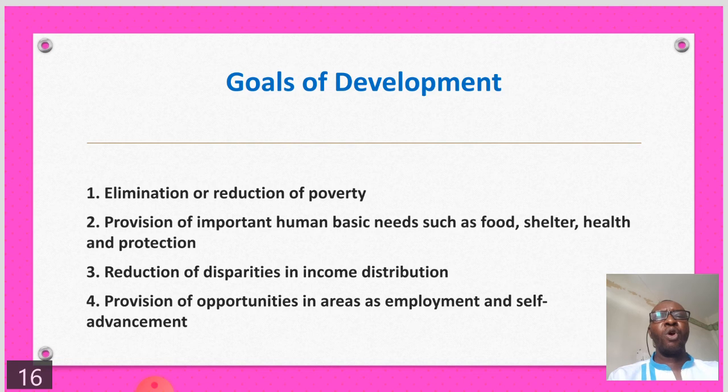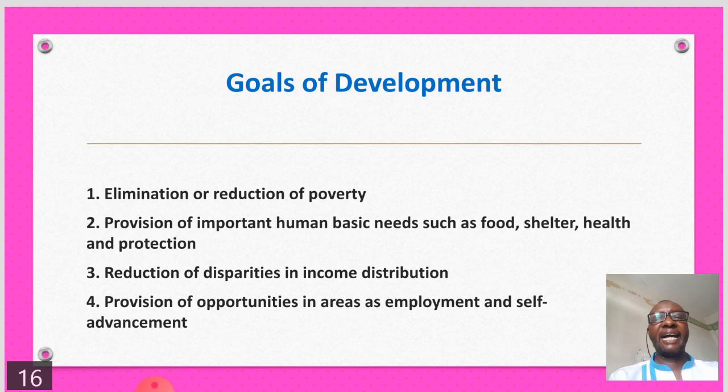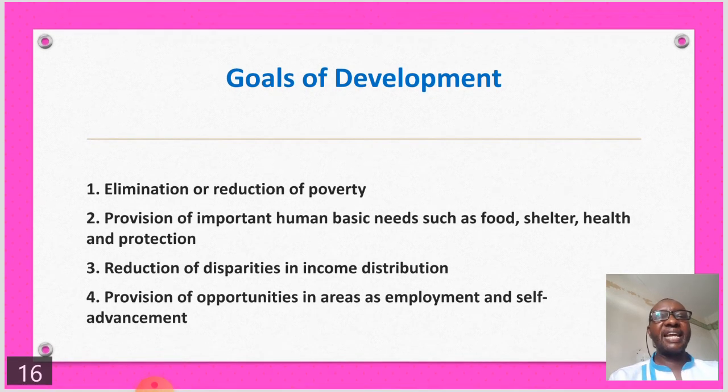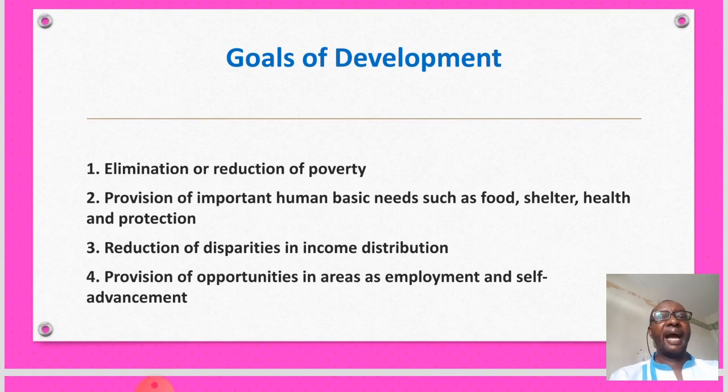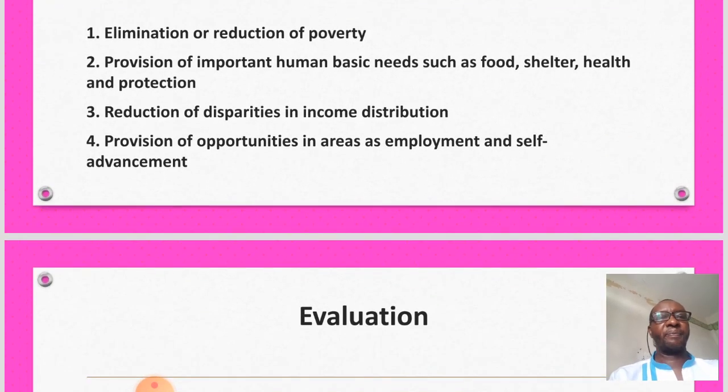Number two, provision of important basic human needs such as food, shelter, health, and protection. Number three, reduction of disparities in income distribution. And lastly, number four, provision of opportunities in areas such as employment and self-advancement.